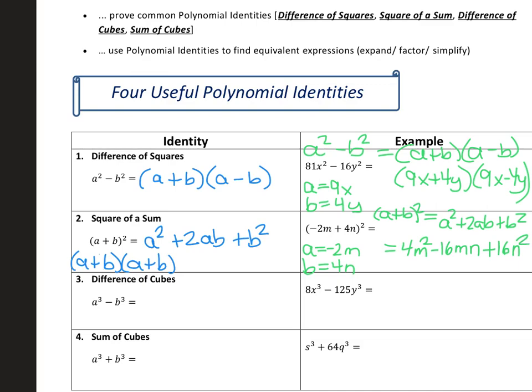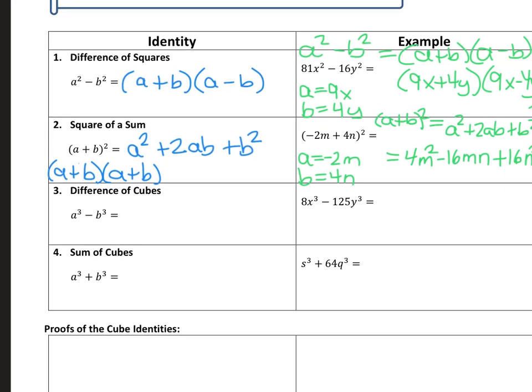Okay, so we've seen both those before. We probably still have to practice going backwards, going into the factors. But these next two we have not seen before. So the first one is called difference of cubes, and the second one is sum of cubes. So difference because we have subtraction, and cubes because we have a power of 3.